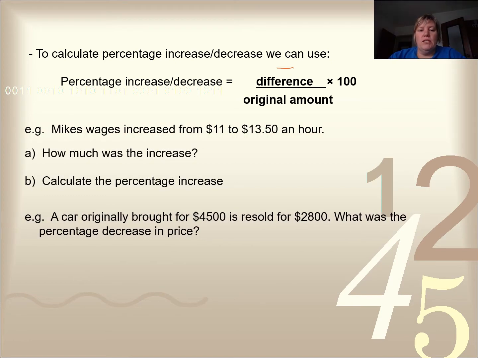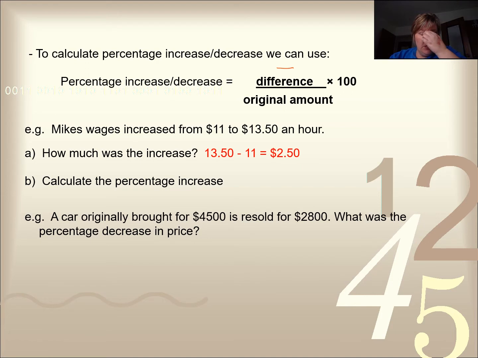Okay, so let's have a look at this. First one, Mike's wages increased from $11 to $13.50 an hour. So the first thing I'm going to do is work out the difference or the increase, okay? So that, the increase, of course, is the difference. And if you have a look, the difference between $13.50 and $11 is, of course, $2.50.